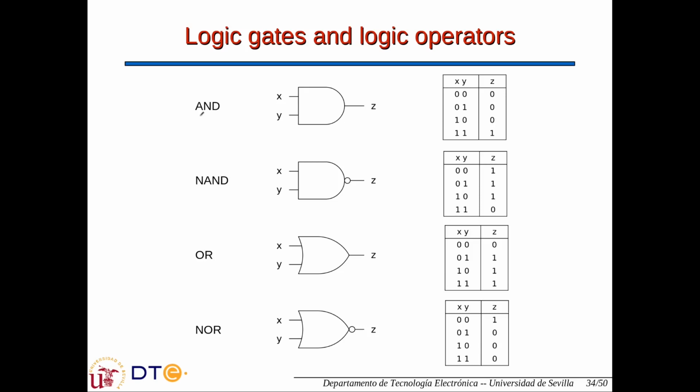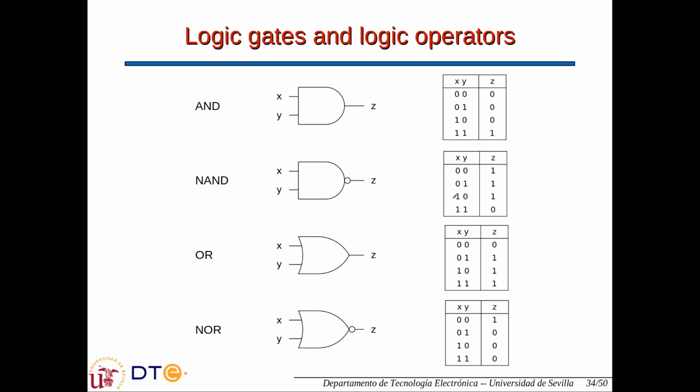The name comes from the relation. If we associate the 1 with true and the 0 with false, it means that the output will be true only when X and Y are true. Okay, the terminology is derived from the logic area of mathematics. So it's easy to remember the operation.